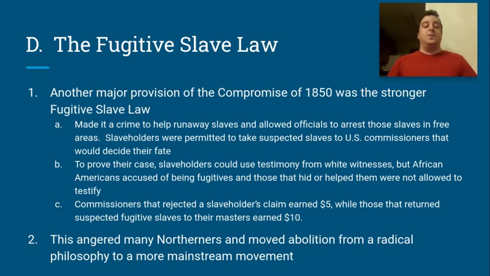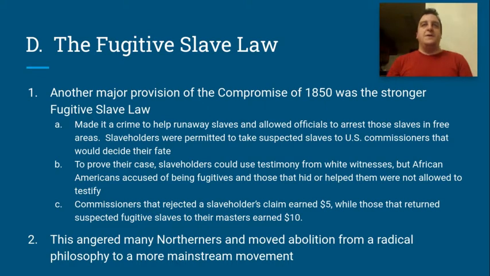So the other part of the compromise is this stronger fugitive slave law. The important parts of it are that it made it a crime to help runaway slaves and allowed officials to arrest those slaves in free areas. So prior to this compromise, runaway slaves could make their way to the North and be free and safe-ish in the North. Slave catchers would travel to the North, but they really didn't have courts to support them.